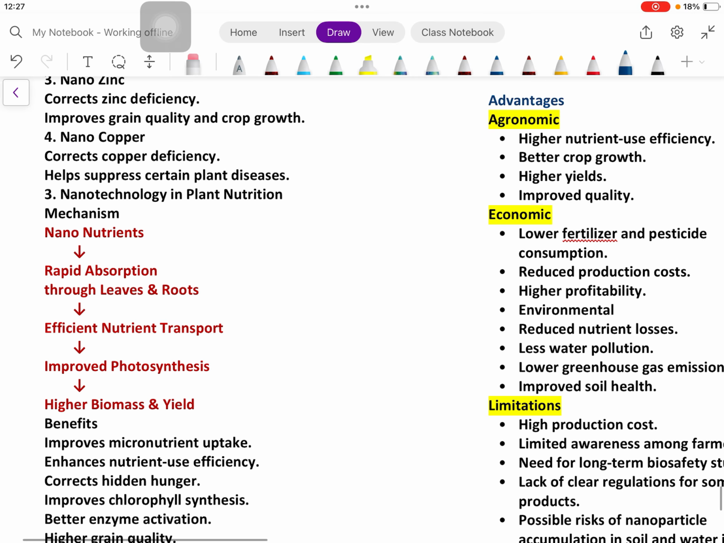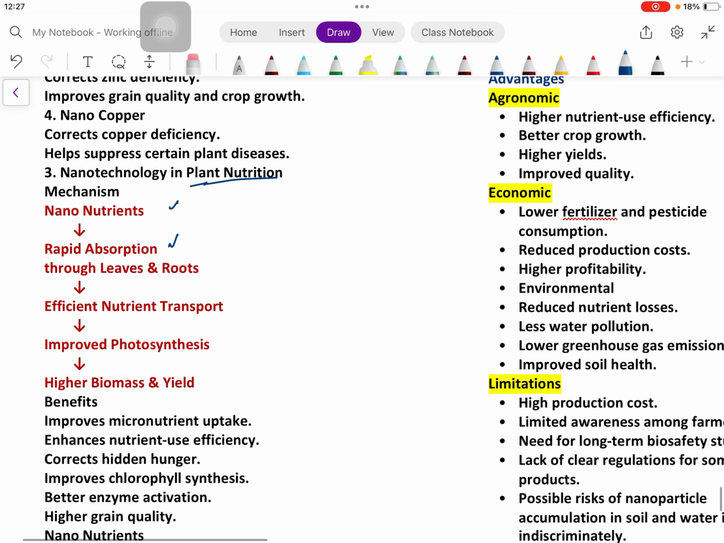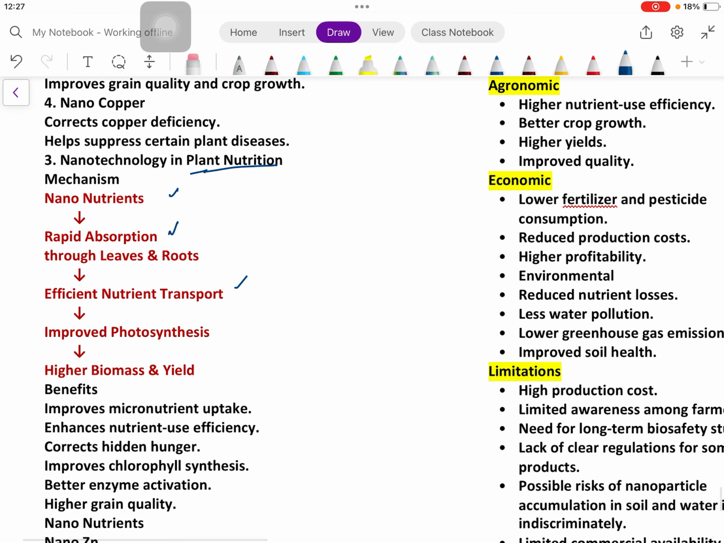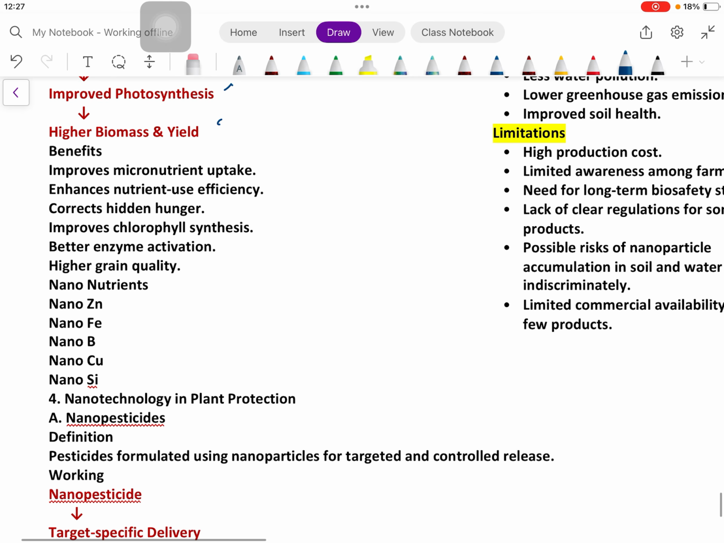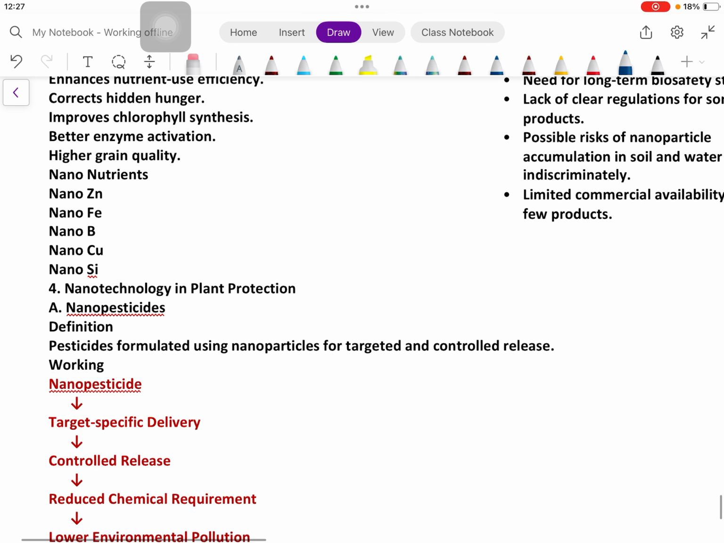So the nano nutrient, what actually happens? Another thing, nanotechnology in plant nutrition. Nano nutrients are absorbed rapidly through leaves and roots, as we have seen in the case of nano urea. So efficient nutrient transport is there, photosynthesis is improved, and there is higher biomass and yield. Some benefits of it, this is quite self-explanatory.